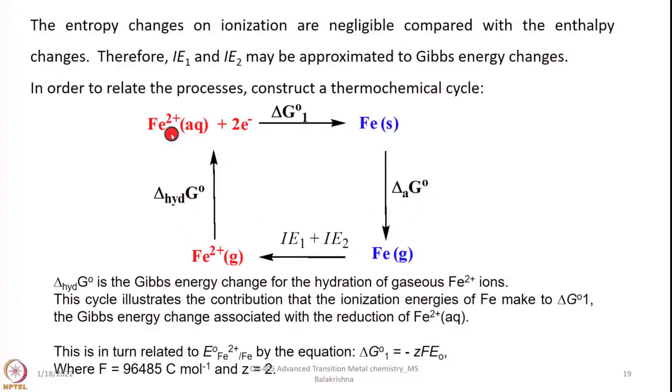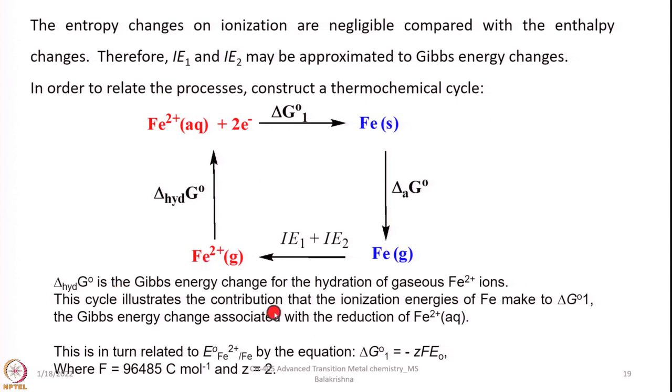Now, to understand this, I have shown this thermochemical cycle here. First you consider Fe2 plus aqueous, and when you add 2 electrons it forms Fe, and then Fe on atomization forms Fe gaseous. Then when you apply the first ionization energy and the second ionization energy, you can remove one electron at a time to eventually form Fe2 plus, and then on hydration it forms the aqueous species, that means hexaaqua iron 2 plus. So, here delta hydration G naught is the Gibbs energy change for the hydration of the gaseous Fe2 plus ion. This cycle illustrates the contribution that the ionization energies of Fe make to delta G naught 1 here.